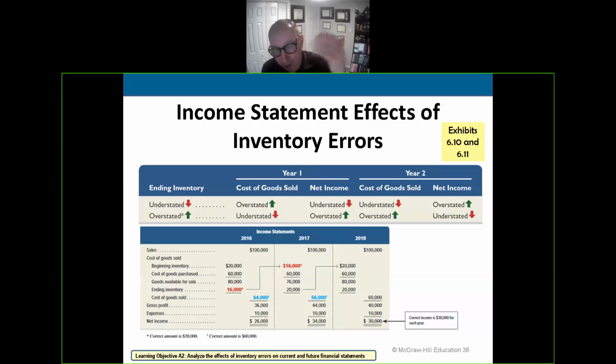If the ending inventory is understated because of whatever reason, oh, I lost some items or I found some items, it will ultimately lead to overstated cost of goods sold, which means you're understating your net income. That's problematic. If your ending inventory is overstated, meaning you're saying I have more ending inventory than what I actually have, that causes cost of goods sold to be understated and your net income to be overstated, which is also problematic.